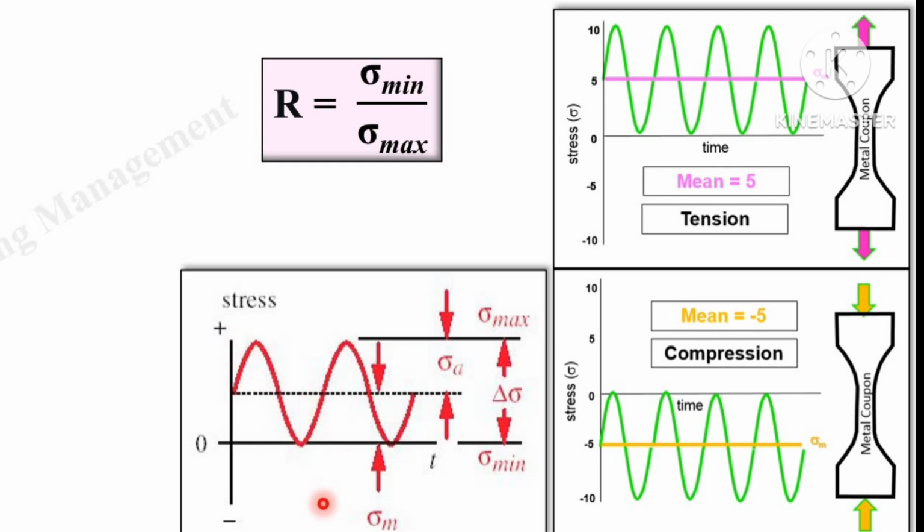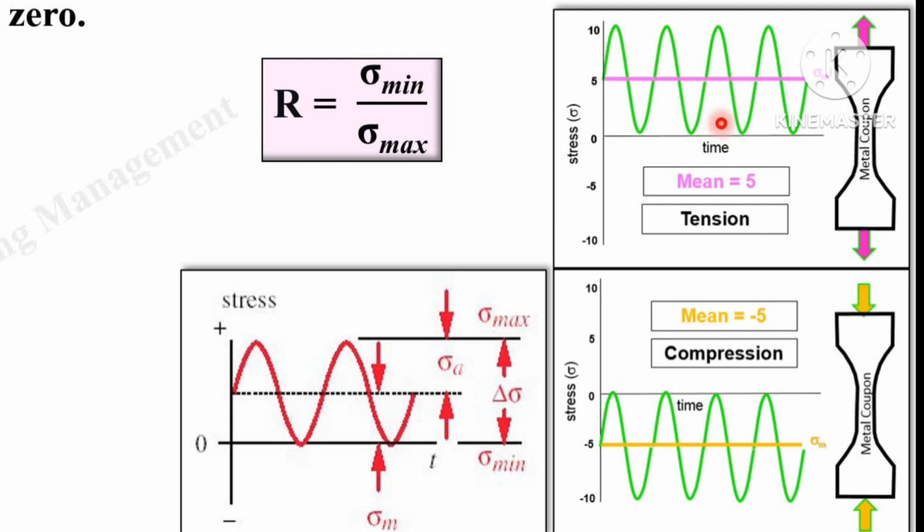It can be negative also, or you can say it will be compressive also. Here you can see this is the maximum value and this is the minimum value. Both are below this zero mean line, that means both are compressive. Here also you can see both stresses are on one side of this zero stress line. The mean stress is not zero in this case.